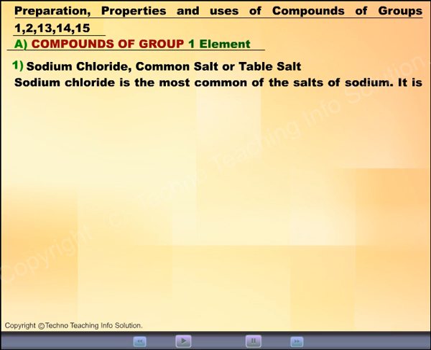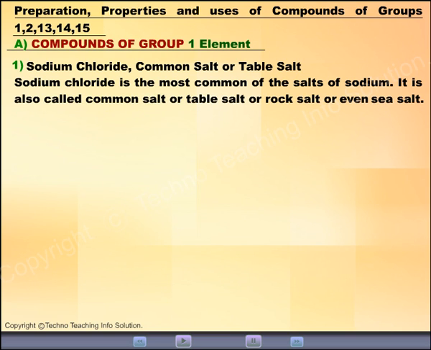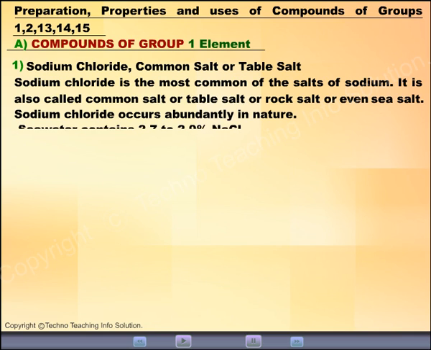Sodium chloride is the most common of the salts of sodium. It is also called common salt or table salt or rock salt or even sea salt. Sodium chloride occurs abundantly in nature. Seawater contains 2.7 to 2.9% sodium chloride.